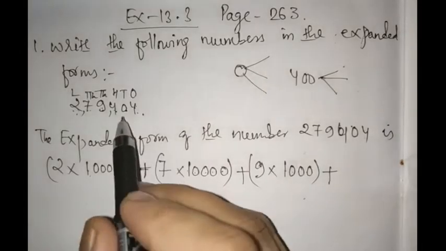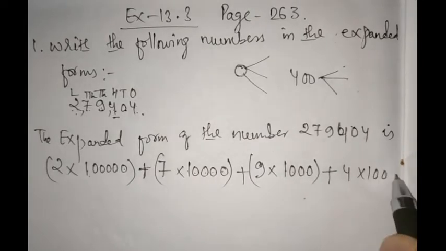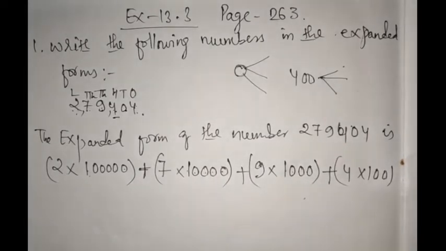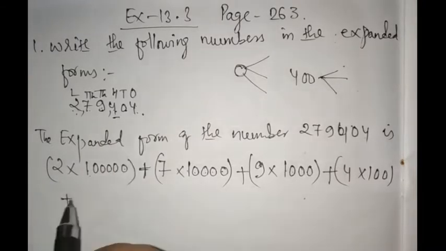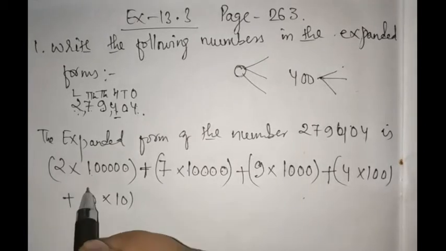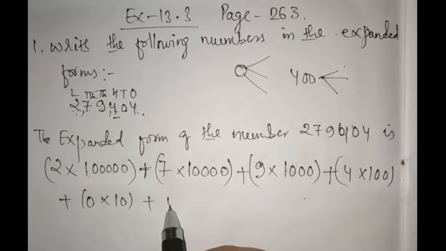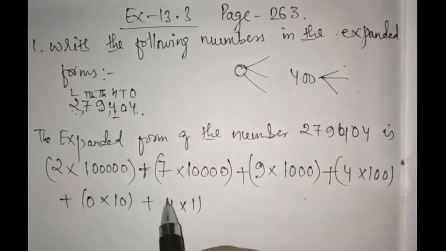So now what digit do you have next? 4. 4 is in the 100 position, so you will multiply with 100. Whatever the place of the digit is, you will multiply with that number, right? So the next digit you have is 0, which is in which position? 10, so you'll multiply with 10. Similarly plus 4, in which position or place is it? It is in the ones position, so multiply with 1.